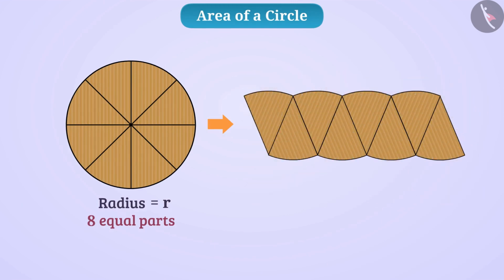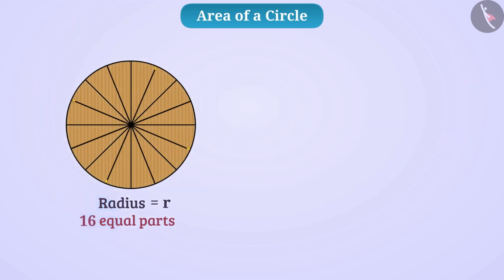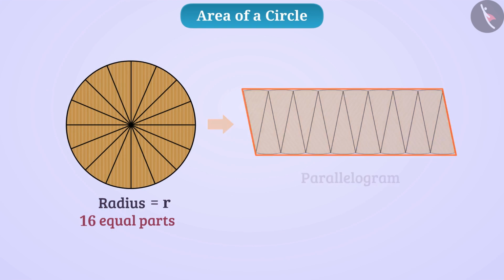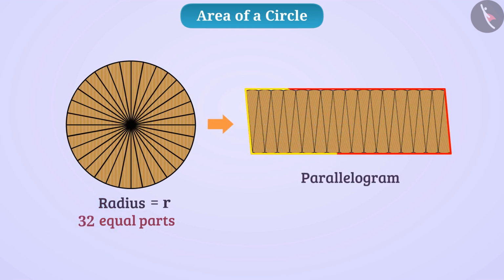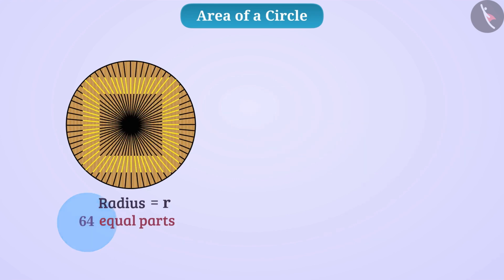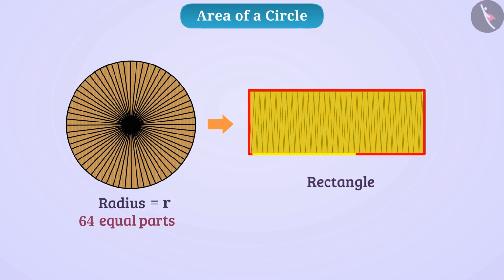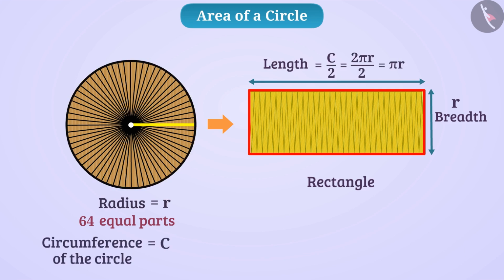From this, we will get a shape like a parallelogram. If we divide the circle into 16 equal parts and arrange it in this way, then we will be able to arrange the parallelogram more properly. In this way, the more equal parts, the more appropriate is the parallelogram. If we divide the circle into several equal parts and arrange them, we will get a rectangle. Remember that a rectangle is also a parallelogram. The breadth of this rectangle will be equal to the radius r of the circle and the length will be half the circumference of the circle, that is, pi r.